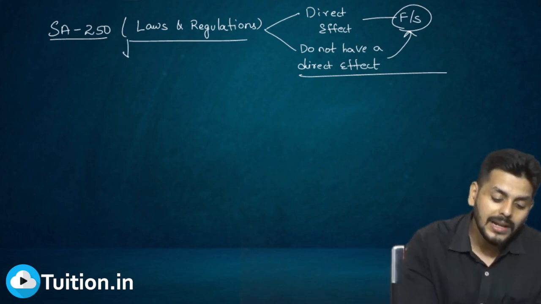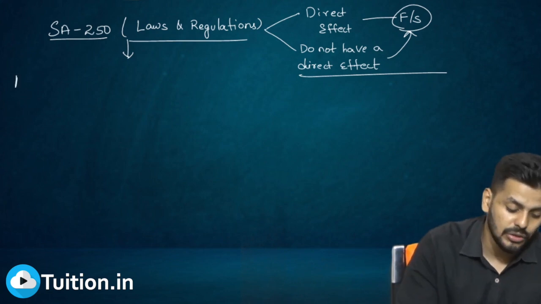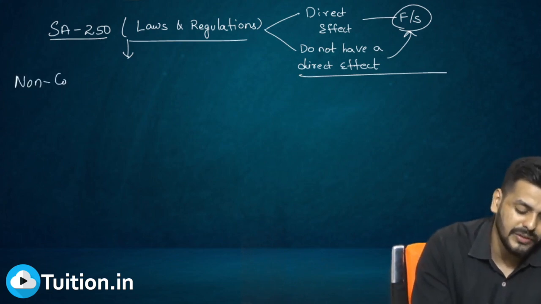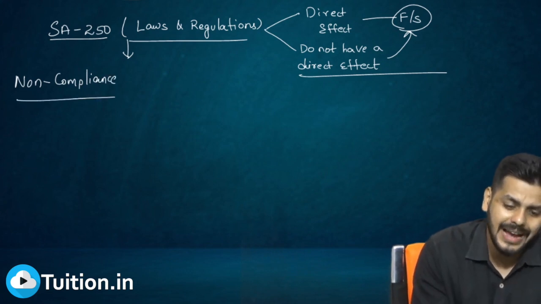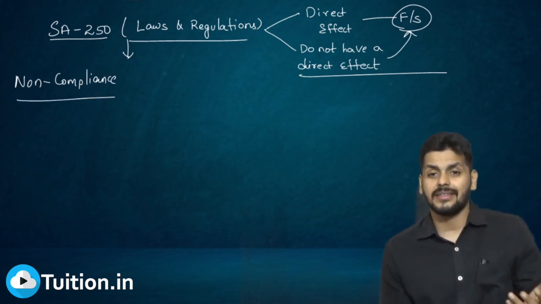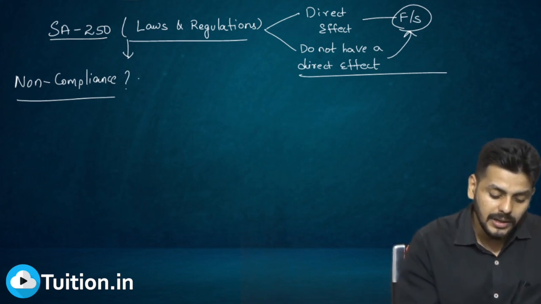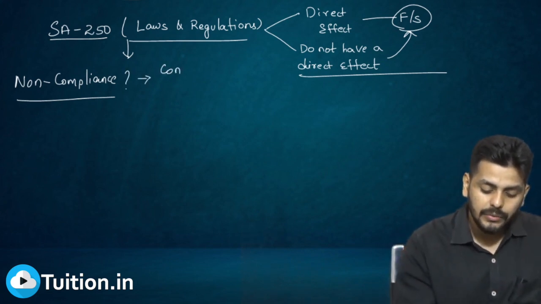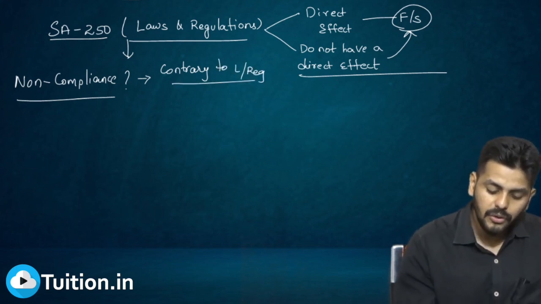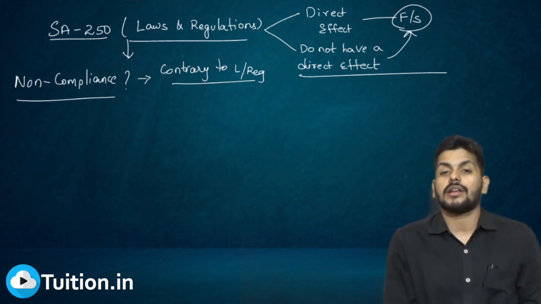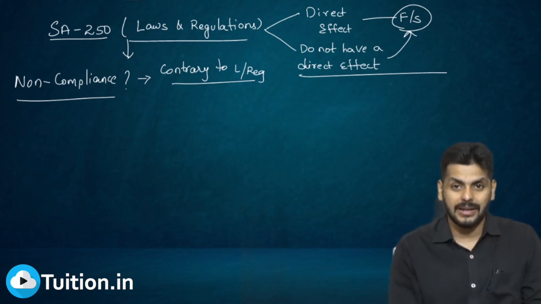Now what are we so bothered about in this standard? Non-compliance, because if they are complying with the law, nobody is having a problem. You just gather sufficient appropriate audit evidence to see whether they are doing that properly. Non-compliance, what do you mean by that? Whereby you're doing something contrary to the laws or regulations. If you do anything contrary to the laws or regulations, that's what leads to non-compliance.